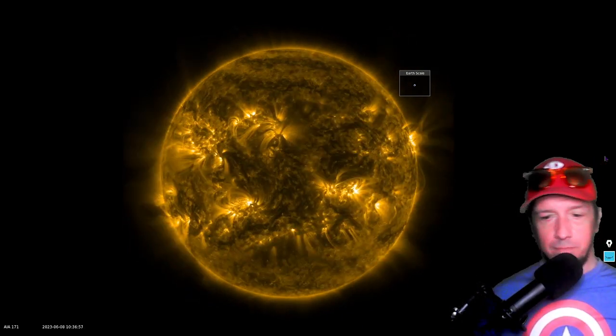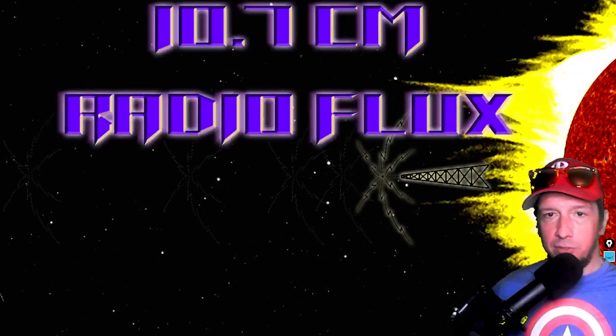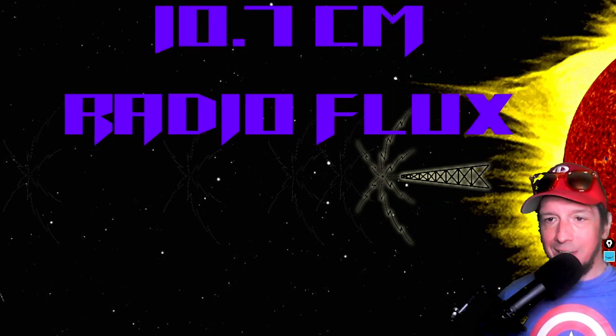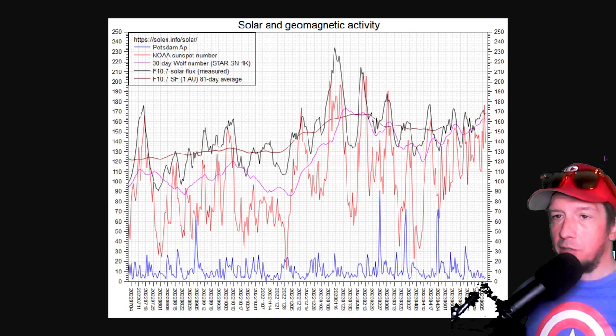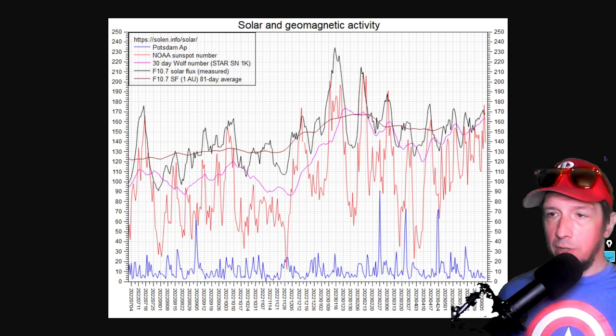And here's 171 angstroms from the SDO for the past 24 hours. And let's talk about the radio flux. 10.7 centimeter radio flux has come up a little bit since yesterday. It's now at 169 solar flux units. So there's the 1-year graph of the radio flux and the sunspot number. The radio flux is the black line. Sunspot number is the red line. The two most definitive features of what we'd call a solar cycle.